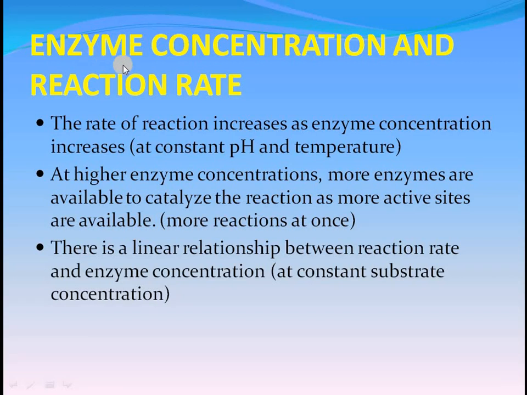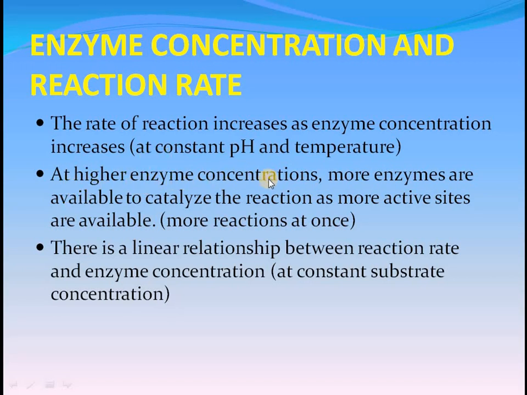Now the next point is enzyme concentration and reaction rate. How does enzyme concentration affect the reaction rate? The rate of the reaction increases as enzyme concentration increases. The reaction rate keeps increasing as the enzyme concentration gets higher. What is the reason? Because the substrate gets maximum active sites, and when there are maximum active sites, the reaction rate is higher. But for this, pH and temperature must be constant.